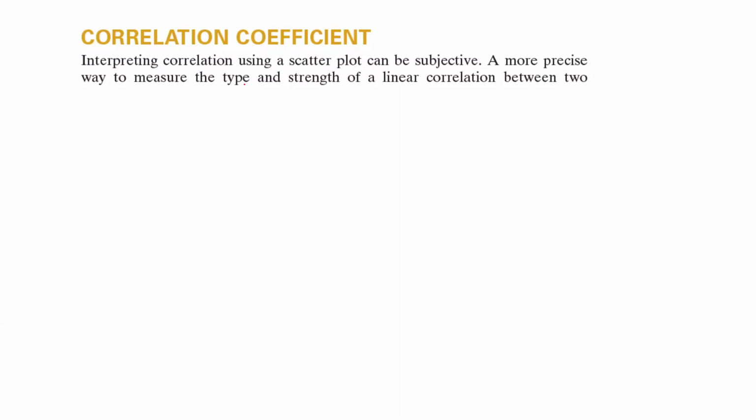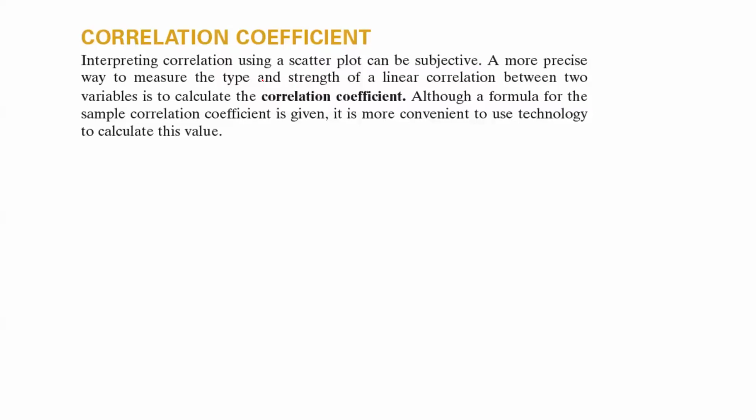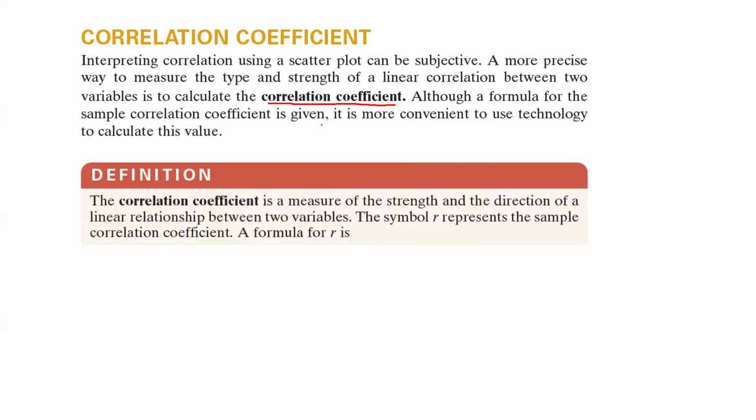A more precise way to measure the type and strength of a linear correlation between two variables is to calculate the correlation coefficient. Although a formula for sample correlation coefficient is given, it's more convenient to use technology to calculate this value. The definition of correlation coefficient: the correlation coefficient is a measure of the strength and the direction of linear relationship between two variables.